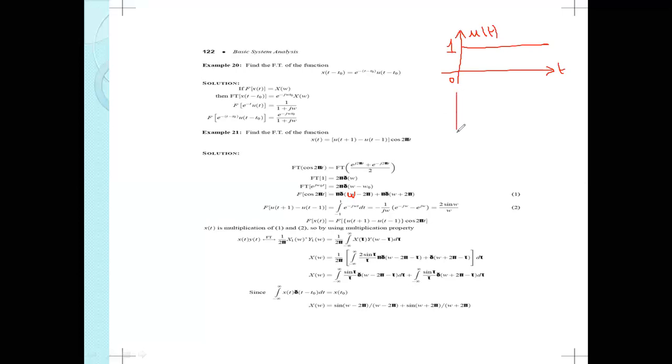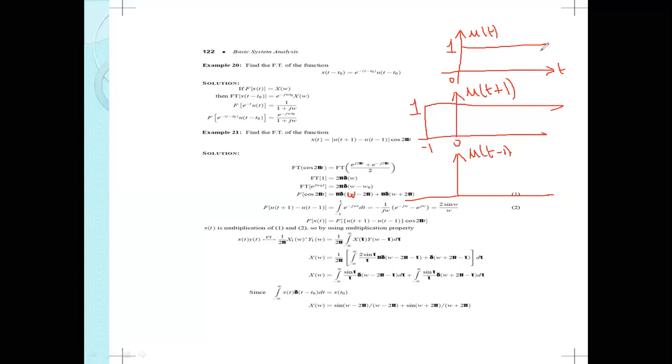u(t+1) means it's an advanced function, so it is shifted towards the left side by one sample. Its magnitude is also 1. Then after, u(t-1).